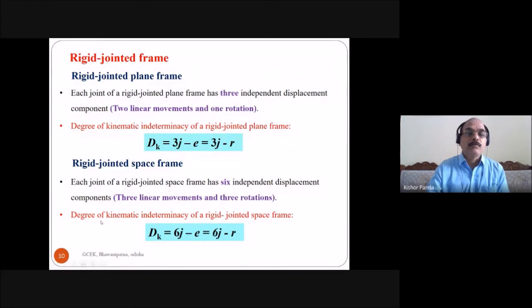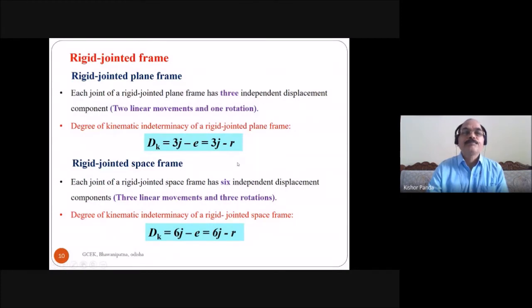Then you can find out the degree of kinematic indeterminacy of rigid jointed space frame is equal to 6j minus c, is equal to 6j minus r, where c is the number of compatibility equation that is equal to the number of external reaction component. Dk is equal to 6j minus c is equal to 6j minus r. Now you are clear how to find out the degree of kinematic indeterminacy of a pin jointed plane frame, a pin jointed space frame, then rigid jointed plane frame and rigid jointed space frame.